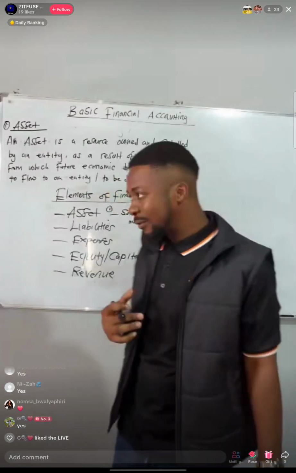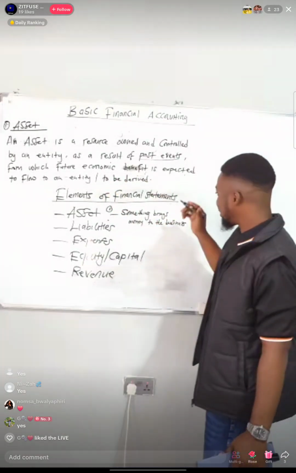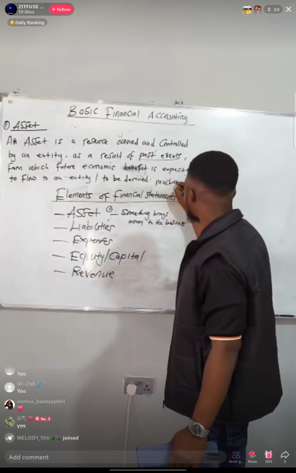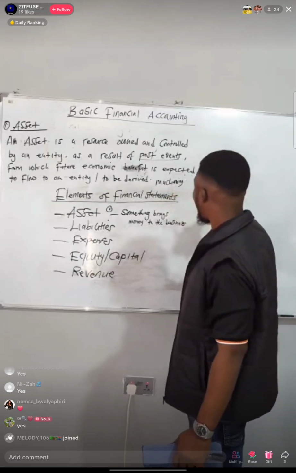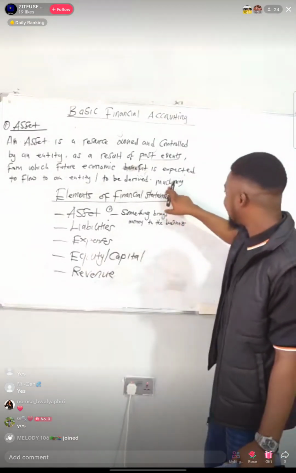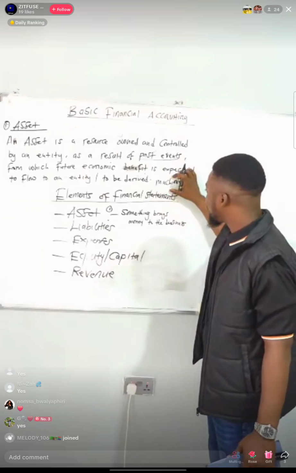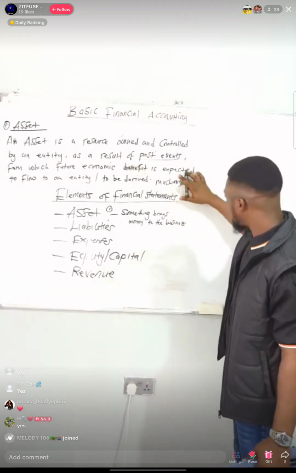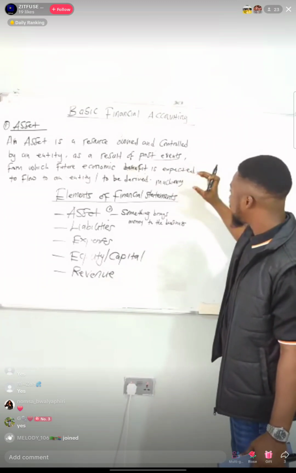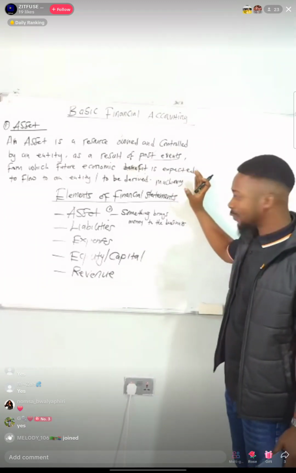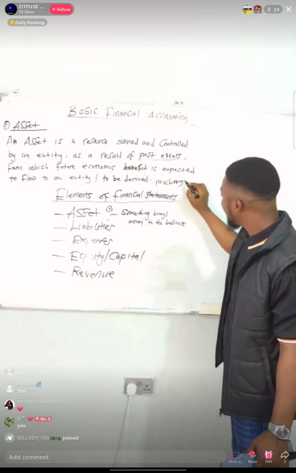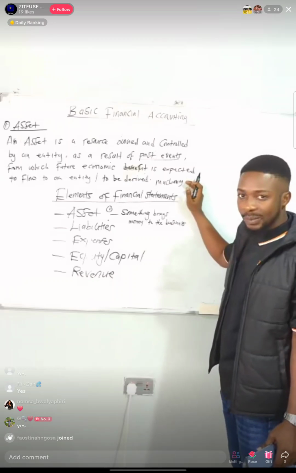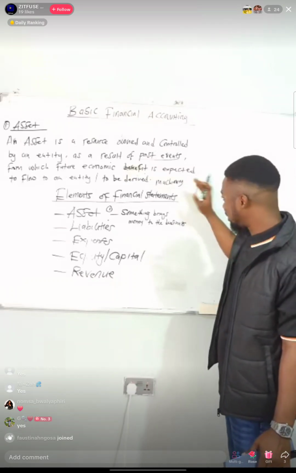An example I can give of a proper asset is machinery. Once you buy this machinery, you should be able to derive benefit from it, because by virtue of you using this asset, you should be able to derive some economic benefit from it. So it should enable inflow of cash to the business. This is what we're saying an asset is.